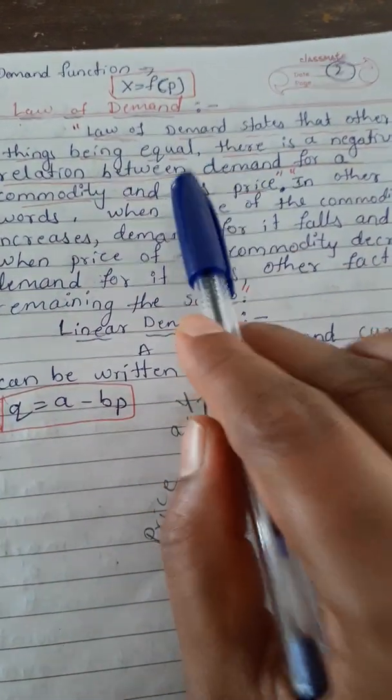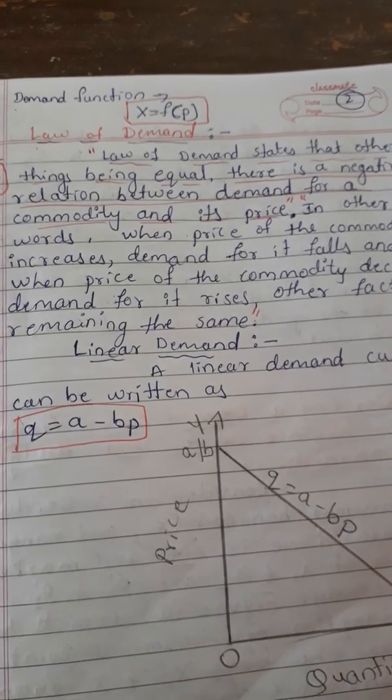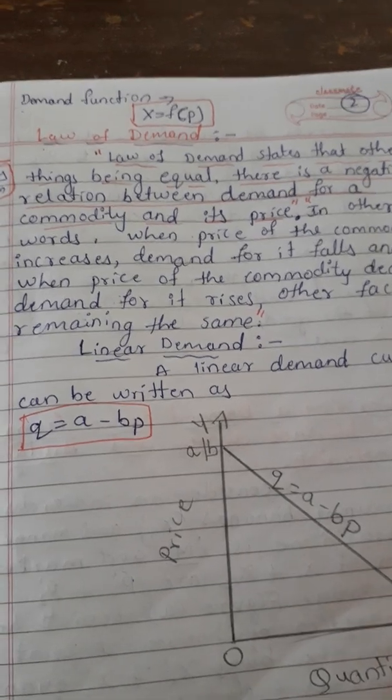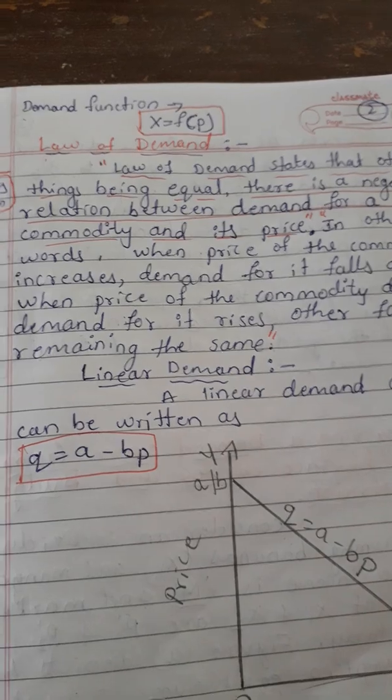Other things remaining equal, when the price of a commodity increases, the quantity demanded will decrease. When the price decreases, the quantity demanded will increase. That is a negative form.